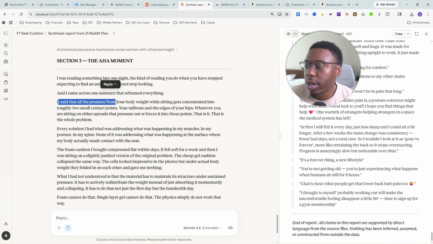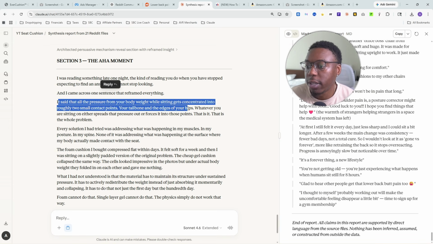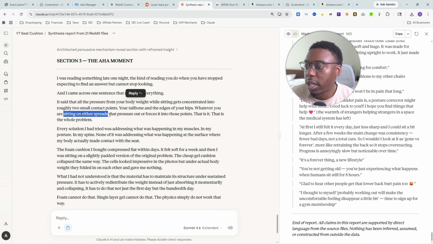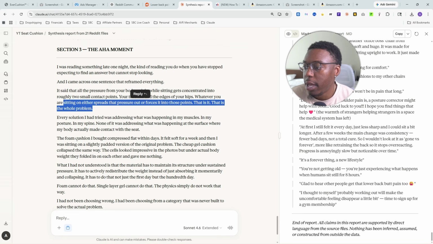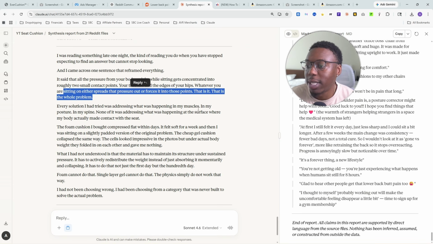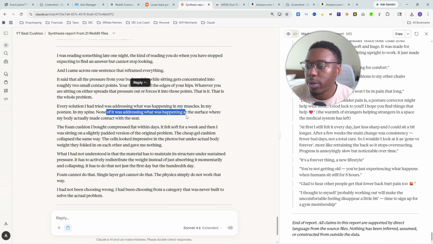It said that all the pressure from your body weight while sitting gets concentrated into roughly 2 small contact points, the tailbone and the edges of your hips. Whatever you are sitting on either spreads that pressure out or forces it into those points. That is it. That is the whole problem. Every solution I tried was addressing what was happening in my muscles, in my posture, in my spine. None of it was addressing what was happening at the surface where my body actually made contact with the seat.